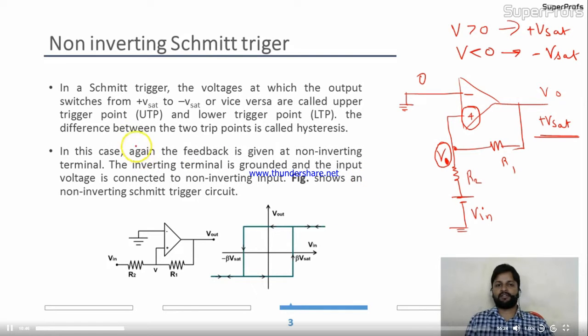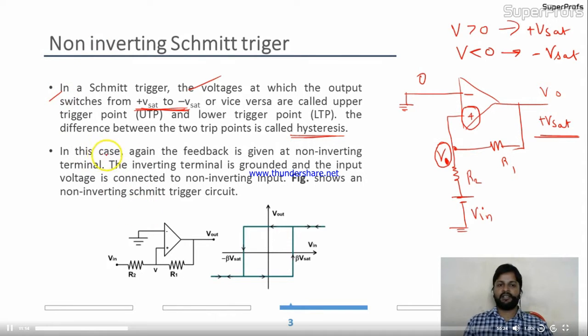So how it works, let's see over here. Under SCHMITT trigger, the voltages at which the output switches from plus V saturation to minus V saturation, or vice versa, are called the upper trigger point UTP and lower trigger point LTP. So the difference between the two trigger points is called the hysteresis. We have seen about this. So this point is pretty clear to us.